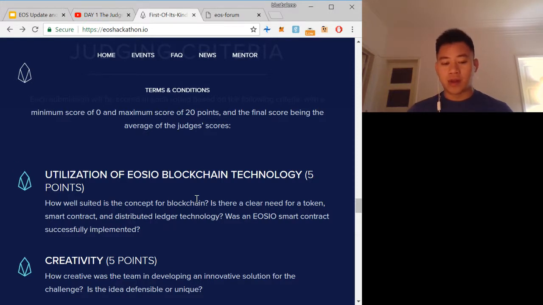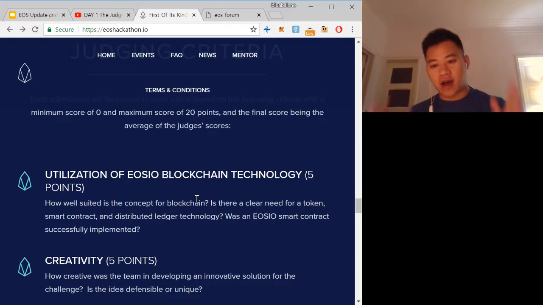One of them was having an actual smart contract successfully implemented, which is kind of crazy because you can imagine, I don't remember exactly if the first place had the contract up and running, but if you could just win $100,000 on a non-functioning contract, that's kind of crazy. But besides the point, they want you to have your contract up and running.